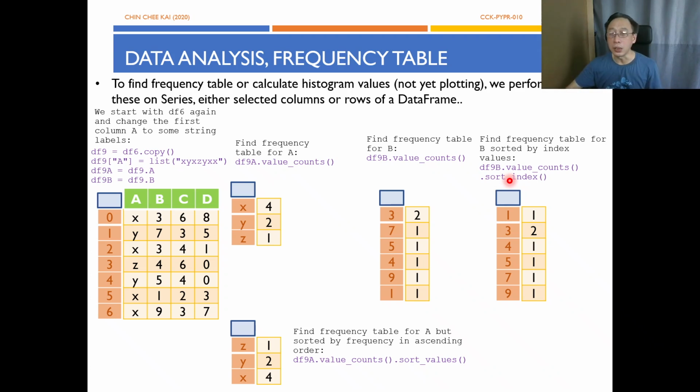So the dot sort index will return the series with the index values sorted. If it is an integer, obviously sorted. If it's a string, it's sorted based on alphabetical order. Actually, it's ASCII order, the American Standard Code for Information Interchange, based on the code that is assigned to the letters. But to us, most of the time, it will look like alphabetical order.